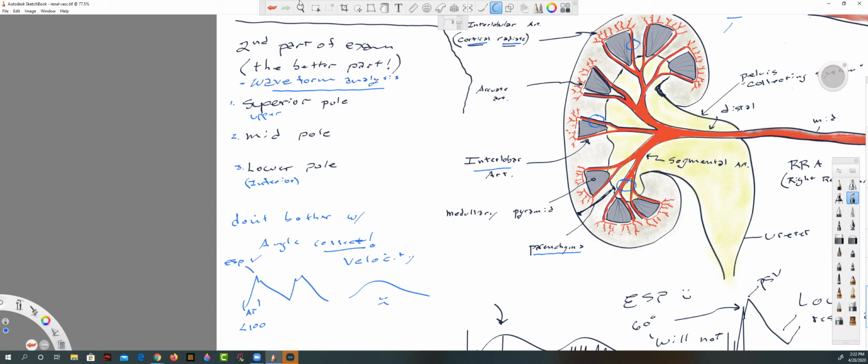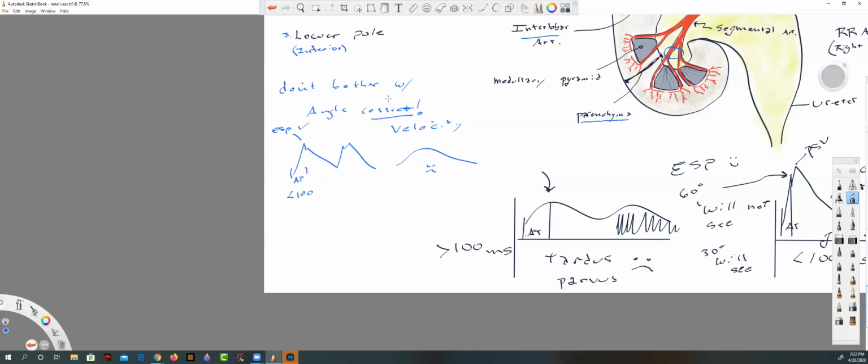The other thing you can do, and you probably will be asked to do, and in a way this is actually not even a part of the renal artery exam, but you'll still be asked to do it, so it is part of the exam. Let's just say this is an add-on.